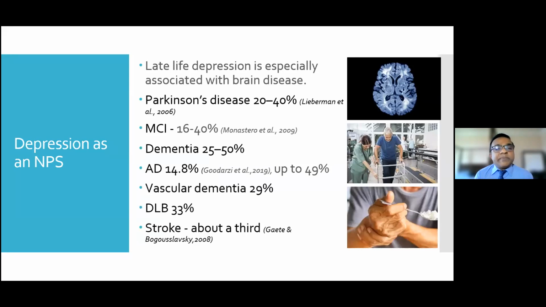Now, coming to depression. Late life depression is associated with brain disease. It is the norm now. Coming from Parkinson to mild cognitive impairment, dementia, Alzheimer's, vascular dementia, Lewy body, stroke. So if somebody is getting the first episode of severe depression, you have to suspect at least ischemia.